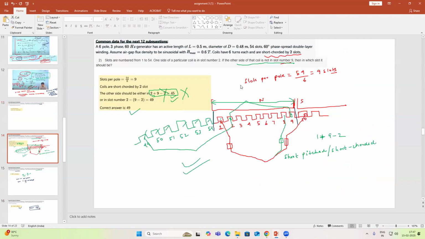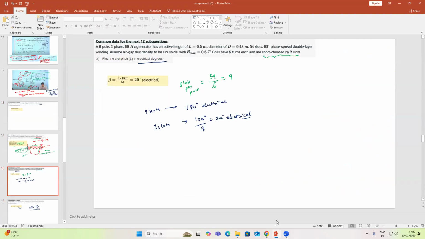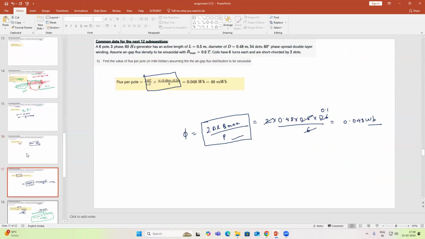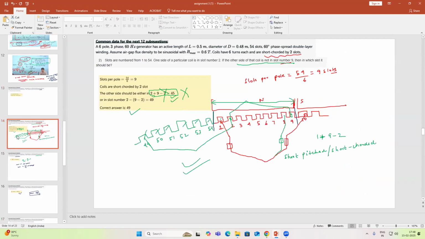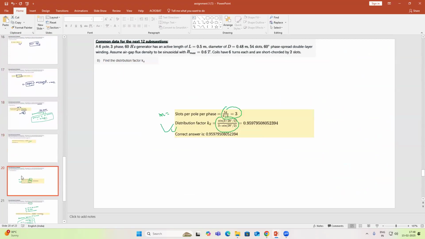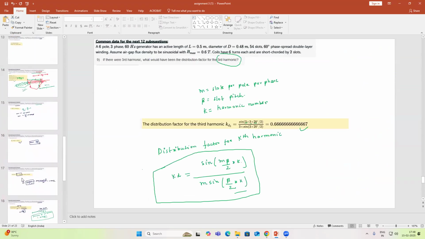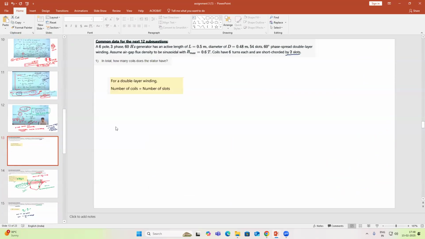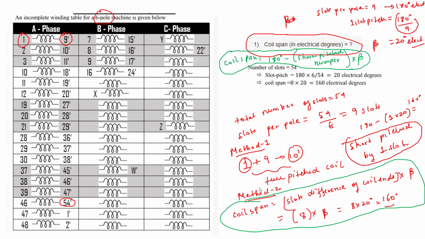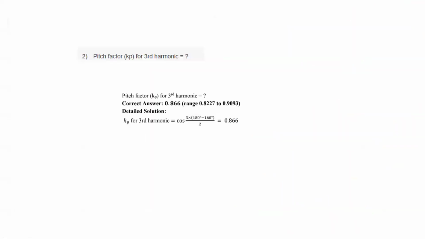And beta, what they have found, beta they have found 20. So 2 into 20, 40. So it is 180 minus 40, which is 140 degree. In this example they have not asked this, but in this case it is 140. Okay, like this. So you can use either of these methods, depending on the kind of information which they have given. Now, let us go to the next question.